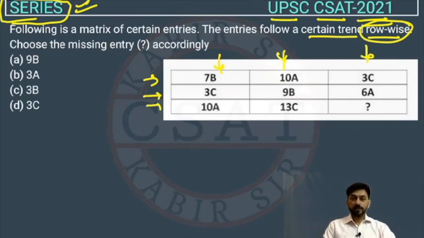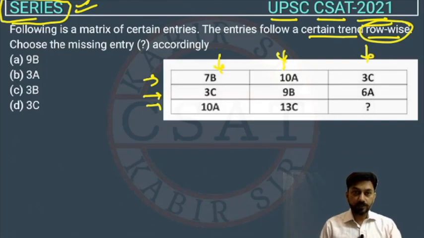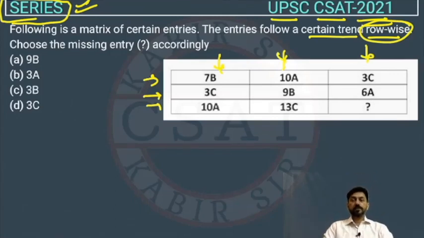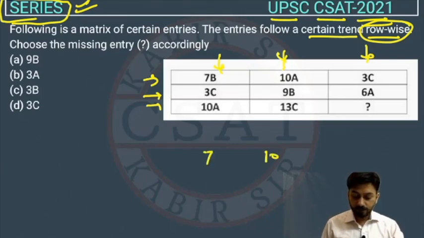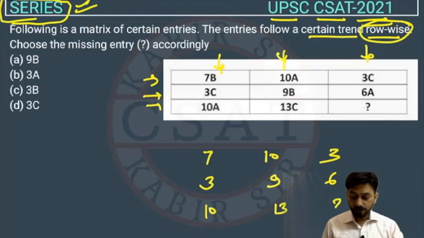So see, ये देखने में थोड़ा tricky लगता है, but these questions are very easy. Sometimes it could be hard, right. But normally there is only multiplication, addition, right. So these kinds of trends are found in the questions. Okay, so like as you can see here, this is 7B, 10A and 3C. Just forget B, A or C. We will see the pattern of that, right. So just remember 7, 10 or 3, and in second row 3, 9 or 6, and here 10, 13, and this thing we have to find.